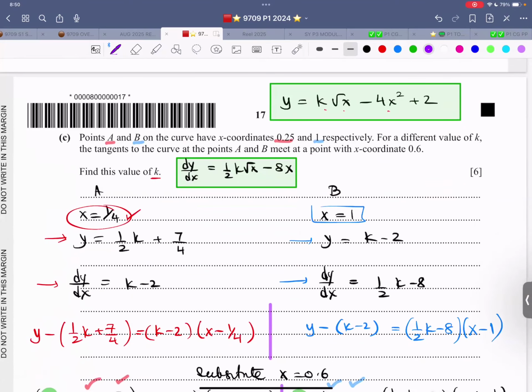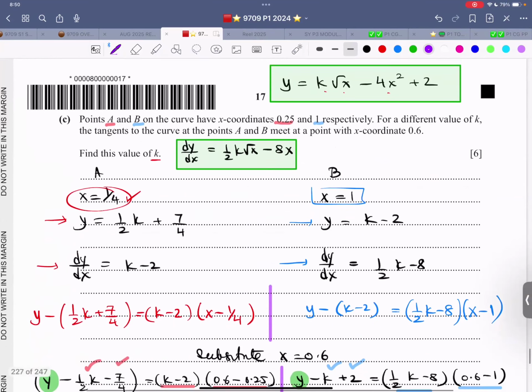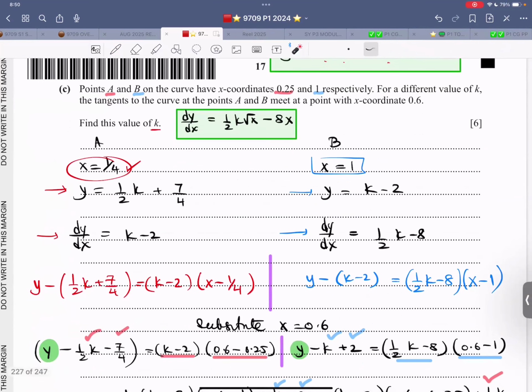And then it says point A and B on the curve have x coordinates such and such respectively for a different value of k. The tangents meet at a point with x coordinate 0.6. Now, this is one nice question. What we do is that when x is 1/4, y is this much. It's in terms of k because it says for a different value of k, do not use the previous value. When x is equal to 1, y is this. dy by dx is this, dy by dx is this.